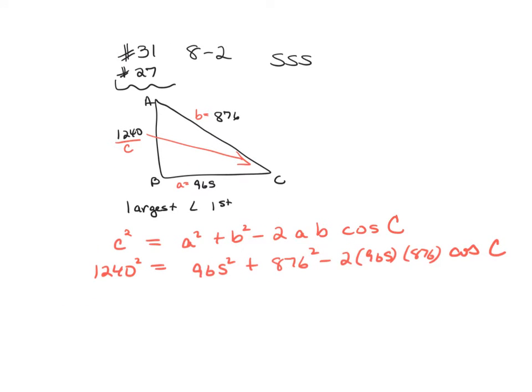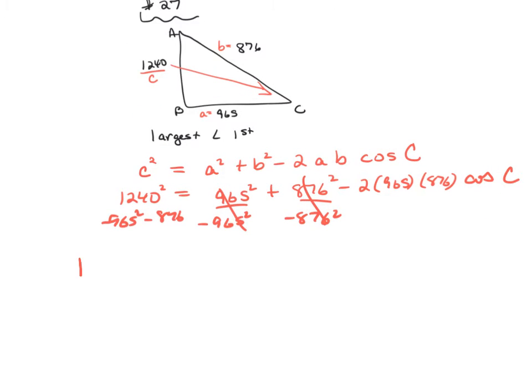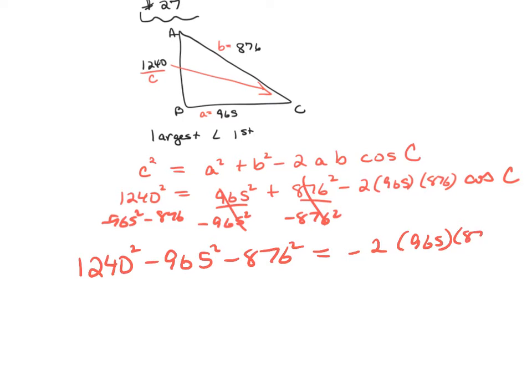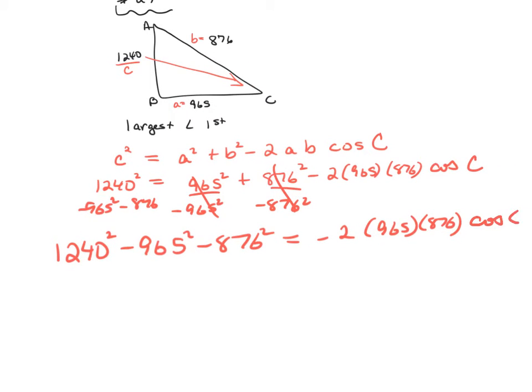Now, when you're doing a problem like this, we can't do this continuous in our calculator. So you can do this if you want. You could move these two to the other side. I could figure them all out. But what I'm going to do is I'm going to move these first before I square them, just before I get big numbers. I'm going to move both of these to the other side. So I'm going to subtract both of these from both sides. So now my problem is 1,240 squared minus 965 squared minus 876 squared equals negative 2 times 965 times 876 times the cosine of C.